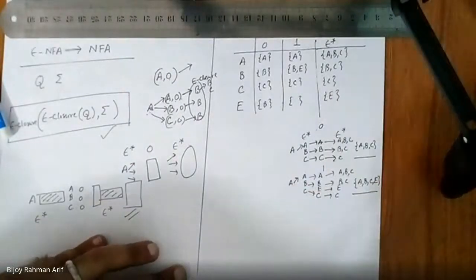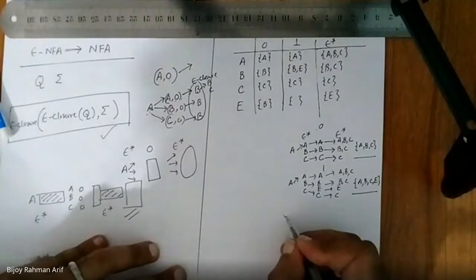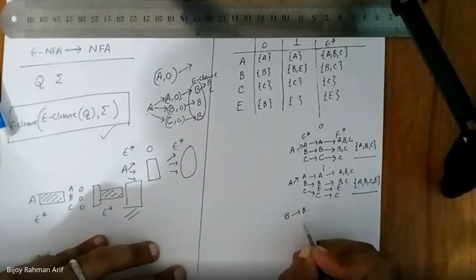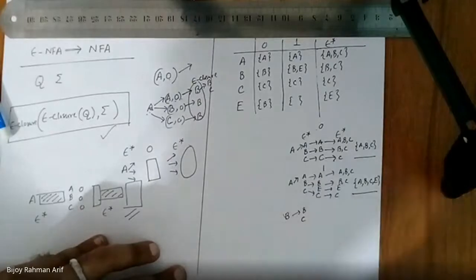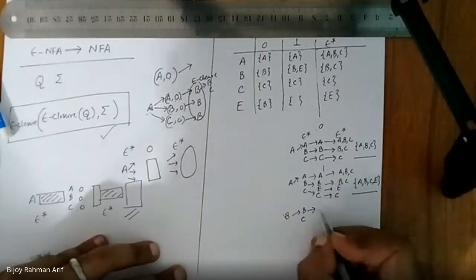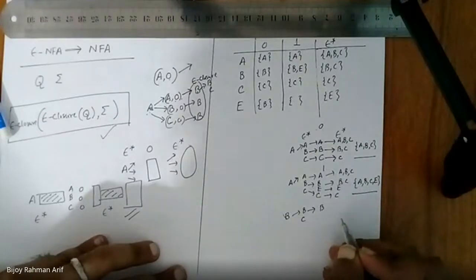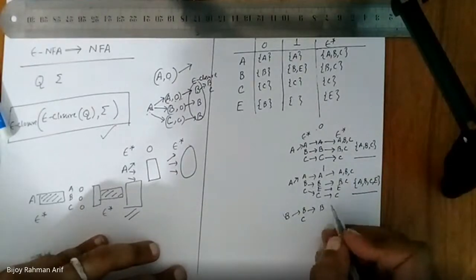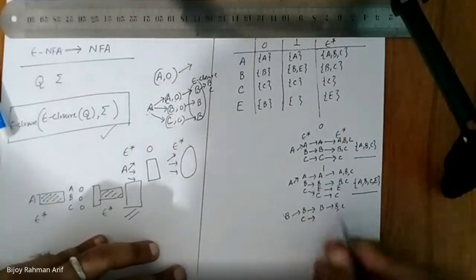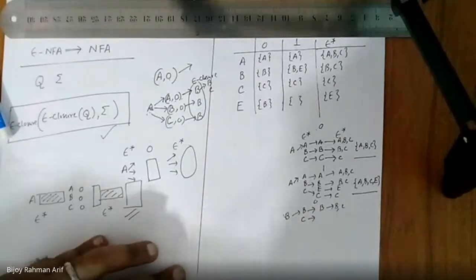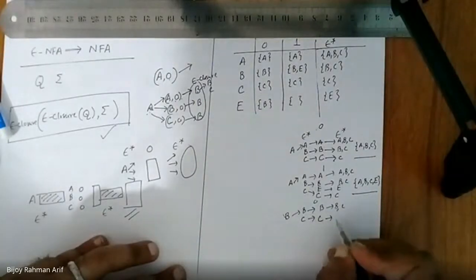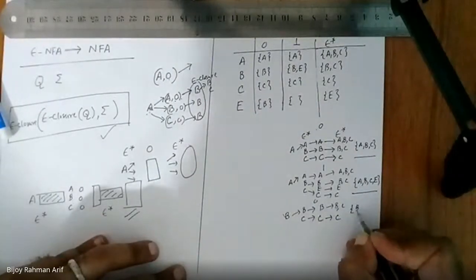Now let's go to B. B's epsilon closure is what? BC. Now B on 0, where should I go? I should go on B, and what is the epsilon closure of B? It is nothing but BC. C on 0, where should it go? C. What is the epsilon closure of C? C. So the union of this is nothing but BC.